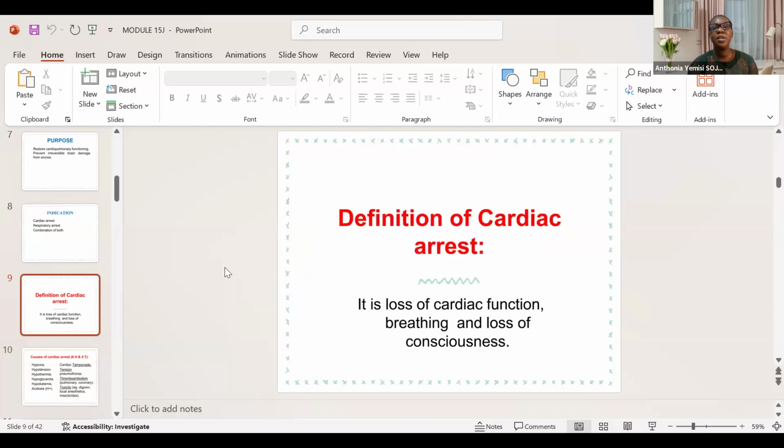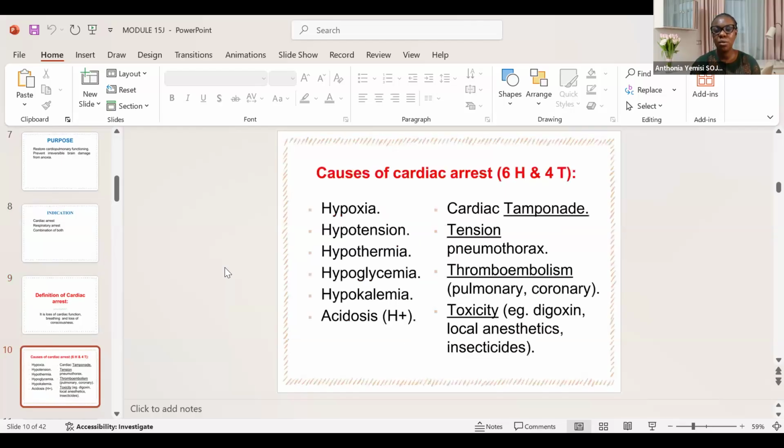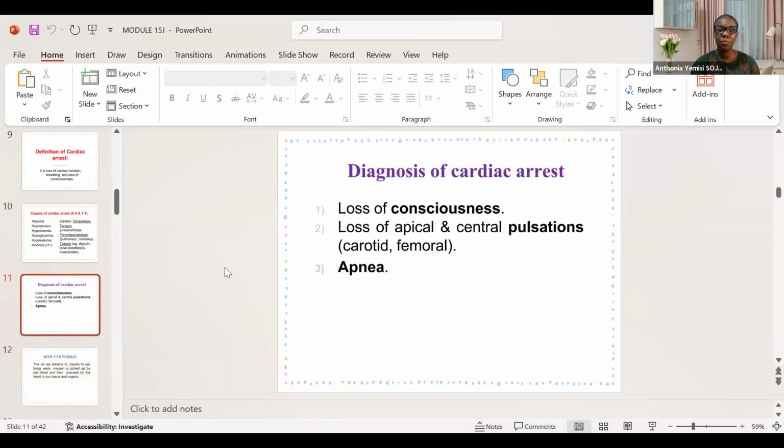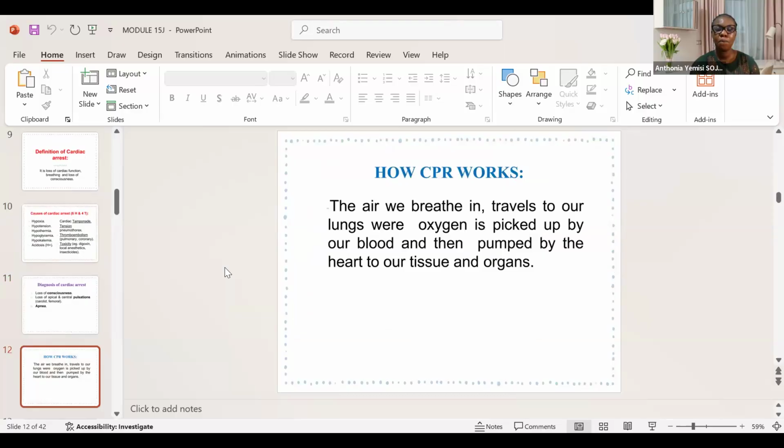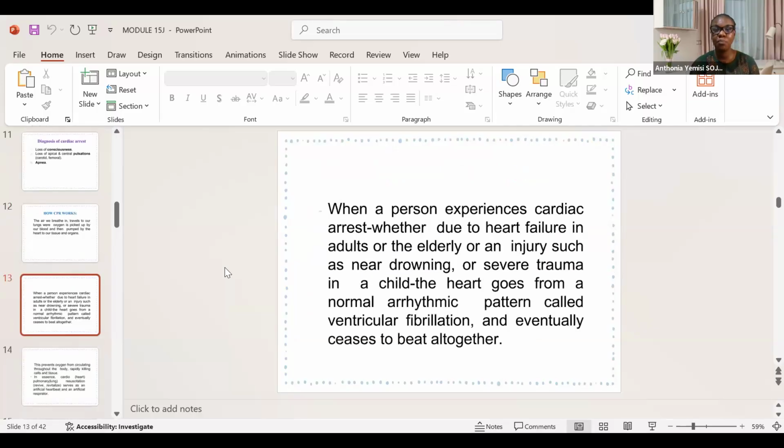Cardiac arrest is the loss of cardiac function, breathing, and loss of consciousness. So the heart stops beating. So how does CPR work? The air we breathe in will travel to our lungs, where oxygen is picked up by our blood, and then the blood will be pumped by the heart to the tissues and to the organs in a normal situation.